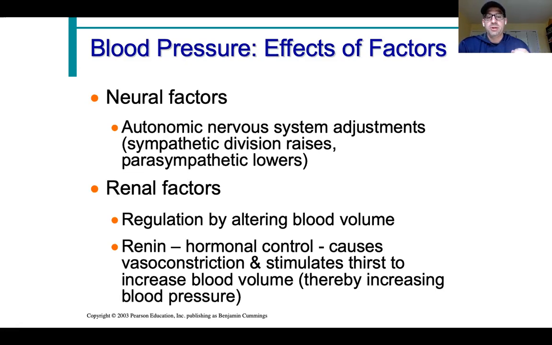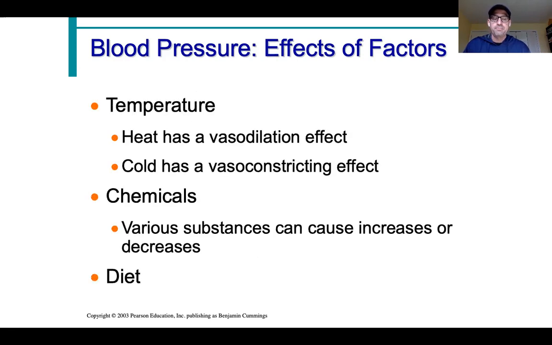Your kidneys also play a role in regulating blood volume. That's what we mean when we say renal. Anytime you see renal, that refers to kidney. One thing that your kidneys do is they produce a hormone called renin that causes your blood vessels to constrict and makes you more thirsty. Those two factors are going to increase blood pressure, decrease the volume of the vessels that your blood is flowing through, and increase the amount of blood that you have. That's going to increase the pressure that your blood is providing on the walls of your arteries.